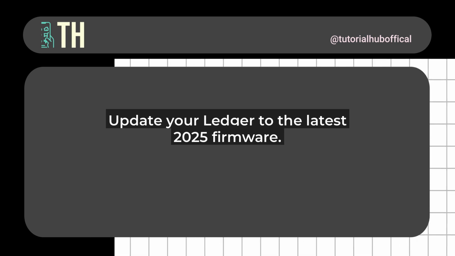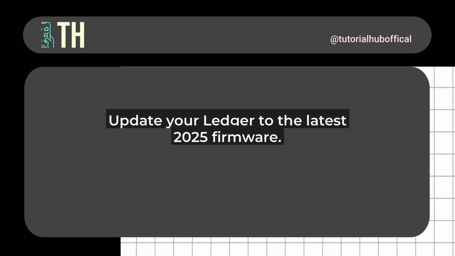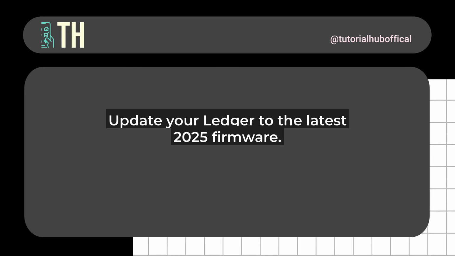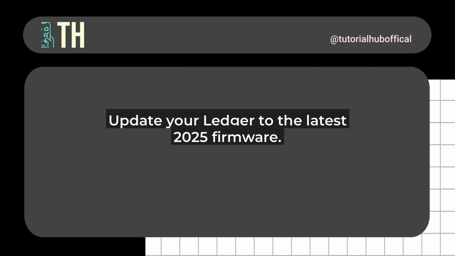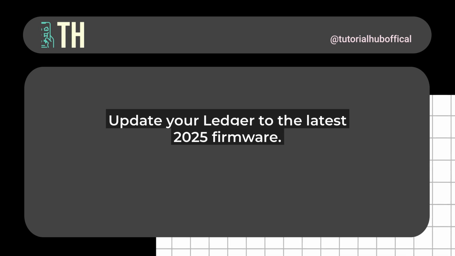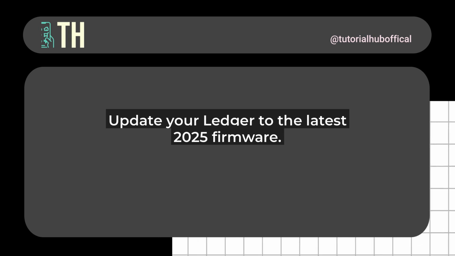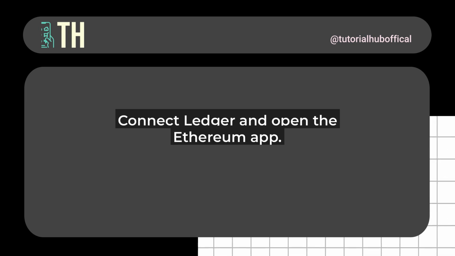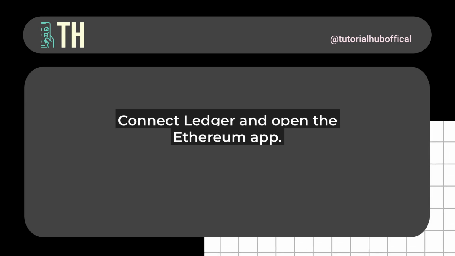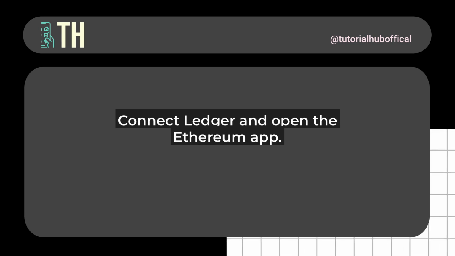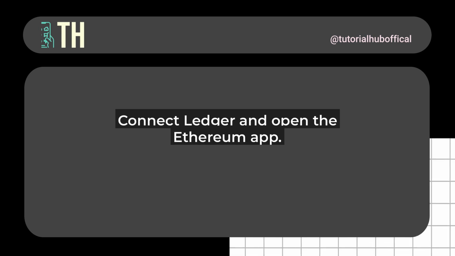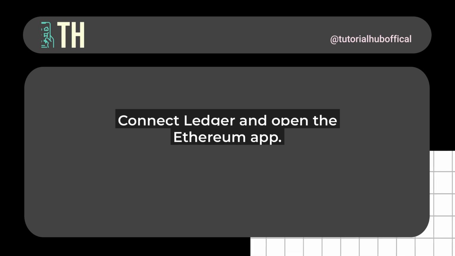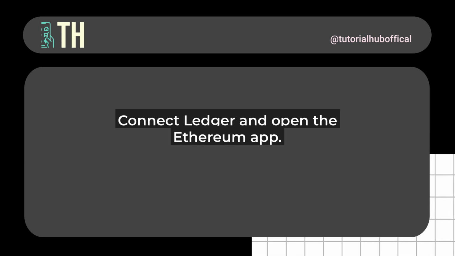Alright. Step 1. Connect your Ledger Nano X to your device using the USB cable and unlock it with your PIN. Open the Ethereum app on your Ledger by navigating through the device menu. This is where your ETH is securely stored offline. Next, head over to the Ledger Live software on your computer or use a compatible web wallet like MyEtherWallet. In Ledger Live, go to the Accounts section and select your Ethereum wallet.